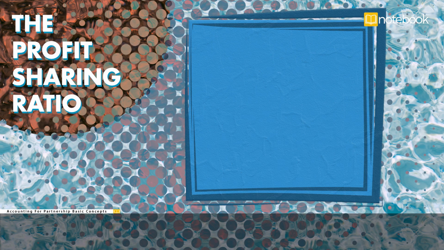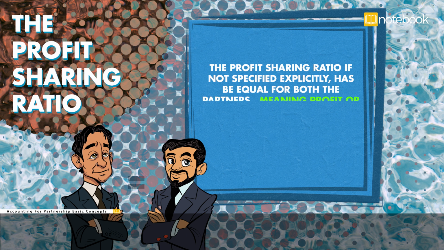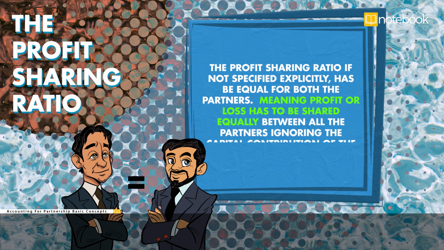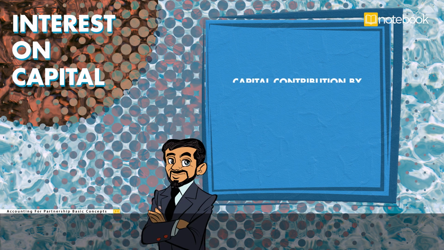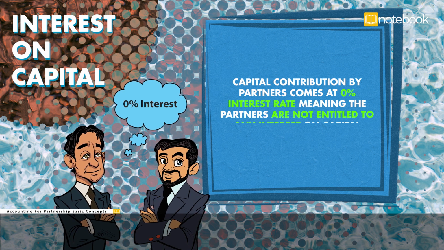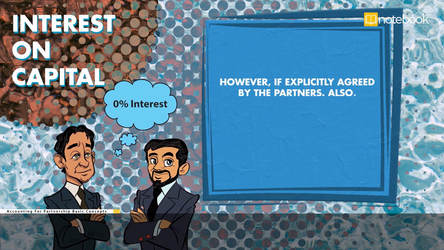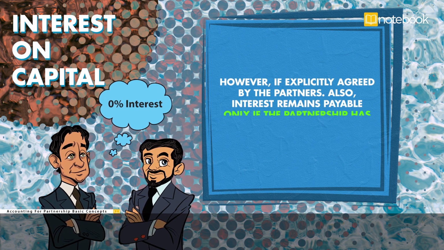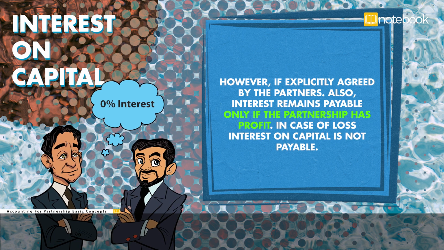The profit sharing ratio. The profit sharing ratio, if not specified explicitly, has to be equal for all the partners, meaning profit or loss has to be shared equally between all the partners, ignoring the capital contribution of the respective partners. Interest on capital. Capital contribution by partners comes at 0% interest rate, meaning the partners are not entitled to any interest on capital contribution by them. However, it is payable if explicitly agreed by the partners, and interest remains payable only if the partnership has profit. In case of loss, interest on capital is not payable.